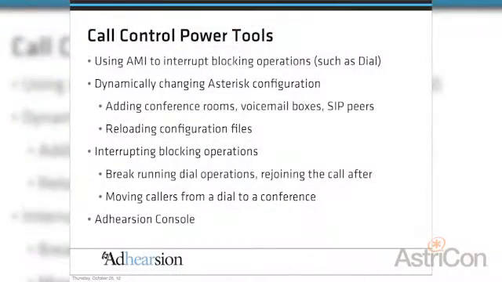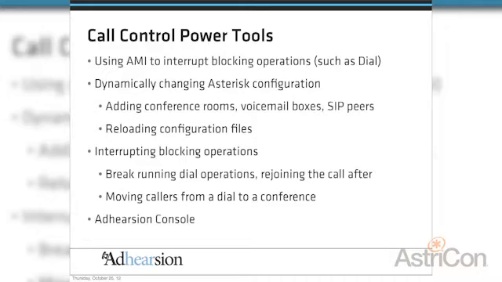So I promise this is my last heavy text slide. The power tools that Adhearsion gives you are things like using AMI to interrupt long blocking operations, such as dial. I think I'll come back to that one. Other things: dynamically changing Asterisk's configuration. Let's say you wanted to add a conference room or a voicemail box or a SIP peer.